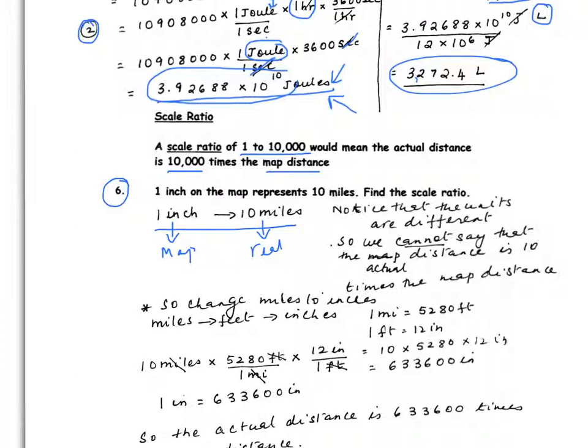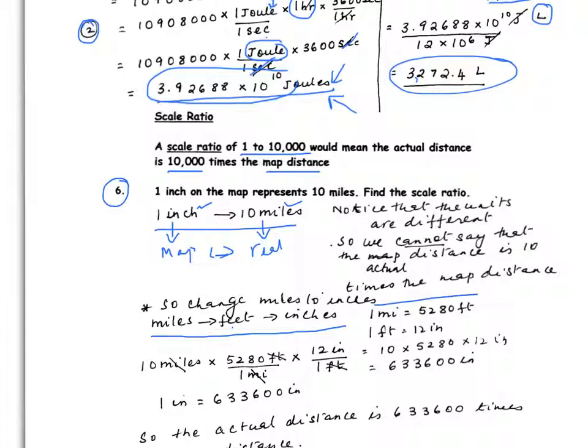Now, when the units in which this relationship is expressed are different, it is not easy to say that the real distance is so many times the map distance unless the units are exactly the same. So, for example, we cannot say that the real distance is 10 times the map distance because that is not true since the units are different. So, let's first standardize the units. So, we're going to change miles to inches. The way we go about doing that is go in two steps, change miles to feet and feet to inches.